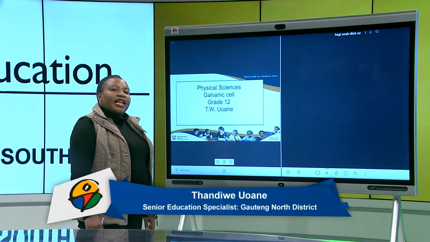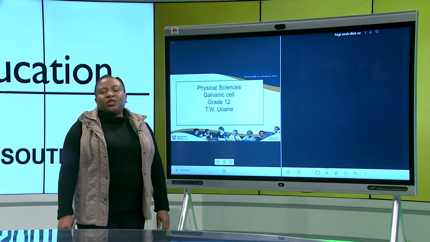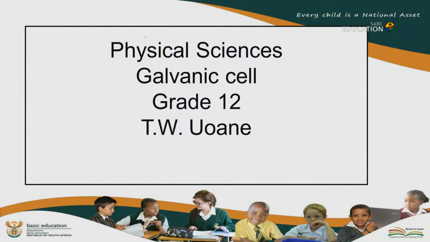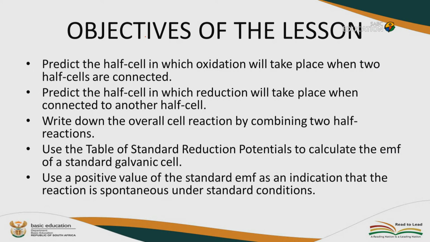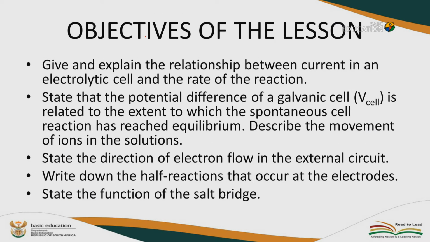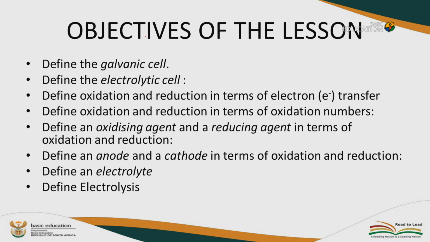Today, our focus will be on electrochemical cells, but we are going to put our main focus on a galvanic cell. Okay. This is a topic that was done last year in grade 11, whereby most of the definitions were explained at that point. In grade 11, we looked at the definitions of a galvanic cell, the definition of an electrolytic cell, the definition of oxidation and reduction in terms of electron transfer, and the definition of oxidation and reduction in terms of oxidation numbers.